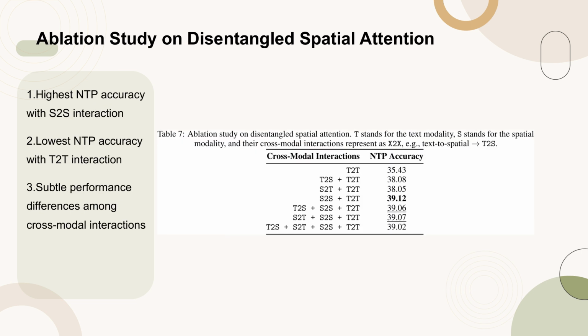Table 7 presents the results of an ablation study on disentangled spatial attention, focusing on cross-modal interactions. The study reveals that the configuration with only spatial-to-spatial interaction, S2S, yields the highest NTP accuracy, at 39.12. In contrast, the text-only self-attention mechanism, T2T, results in the lowest NTP accuracy, at 35.43. The performance differences among other configurations, such as text-to-spatial, T2S, and spatial-to-text, S2T, are relatively subtle, highlighting the significance of incorporating spatial features for document understanding.